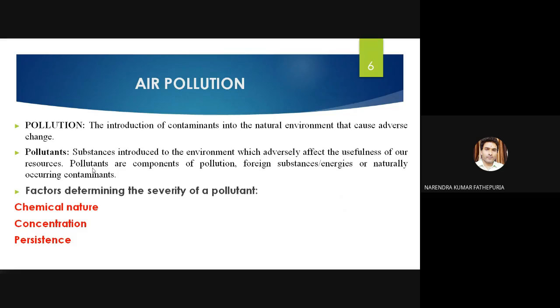Yes, environmental pollution. In terms of water pollutants, they cause water pollution, and in terms of air pollutants, air pollution. Today we are talking about air pollution. Basic terms: pollution is the introduction of contaminants into the natural environment that causes adverse changes. Pollution means substances introduced into the environment which adversely affect the usefulness of our resources. Pollutants are components of pollution: foreign substances, energies, or naturally occurring contaminants. Factors affecting the severity of a pollution are the chemical nature, concentration, and persistence.